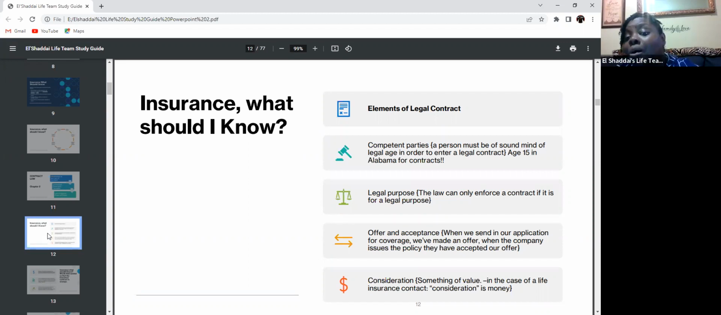Legal purpose. It's for itself. Consideration, something of value. In the case of a life insurance contract, consideration is money. So when you see the word consideration, it's referencing money in insurance.